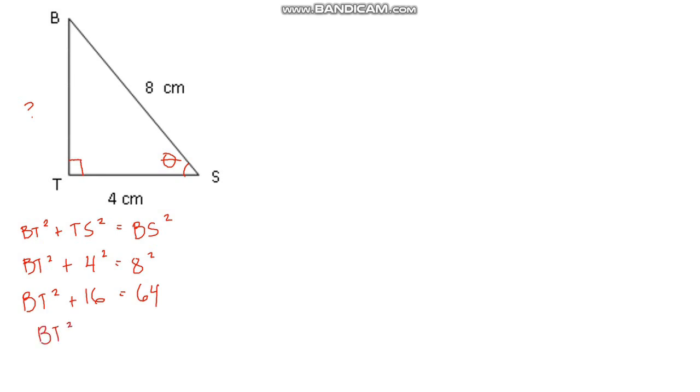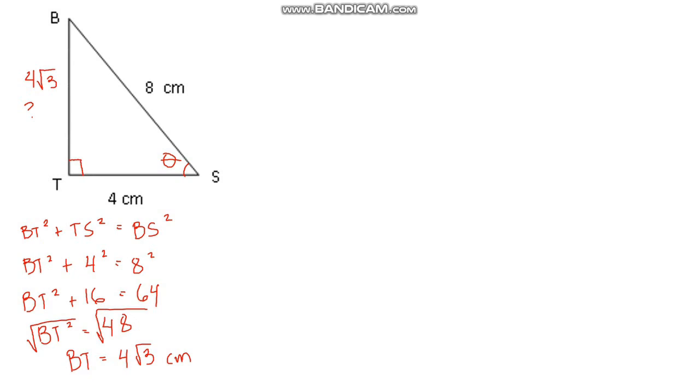Then solve this. We have 48. Get the square root of both sides. So BT is equal to 4 square root of 3. So 48 is not a perfect square, but you can think of factors, which are 16 and 3. So that's why it becomes 4 square root of 3 cm. So let's write now here the value of BT, 4 square root of 3.